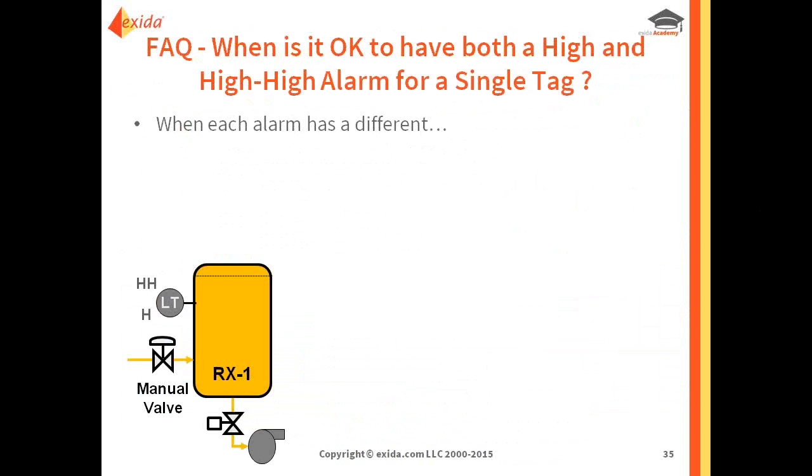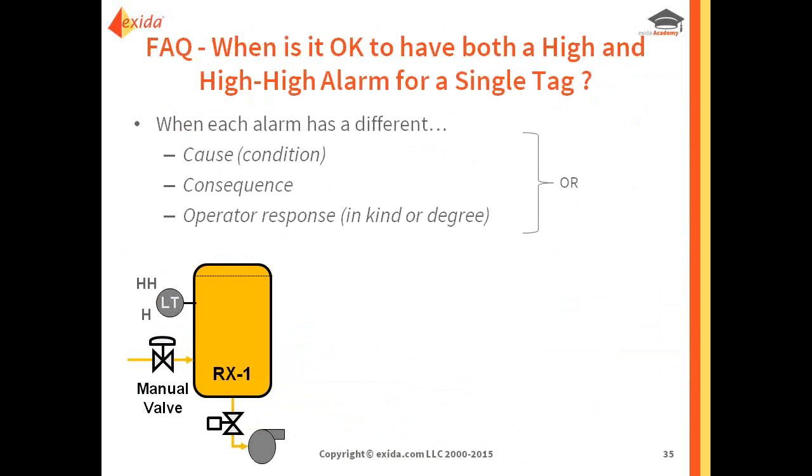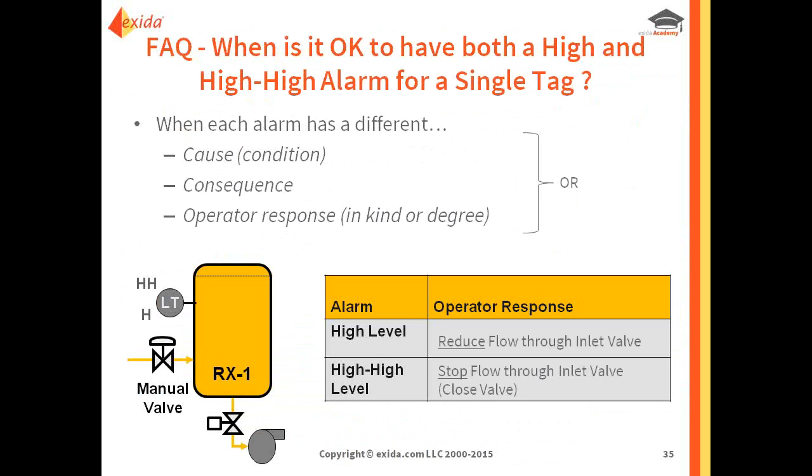But initially we had a high and a high high, where the high high alarm was really the backup for the high. And that's incorrect. That would not be a valid need for an alarm. So what is the criteria that we would use to know that it's okay to have a high high alarm as well? When do we need that? Well, there has to be something different about those two alarms. Either the cause or the consequence or the operator response needs to be different. So an example in this tank would be reducing the flow or totally shutting off the flow.